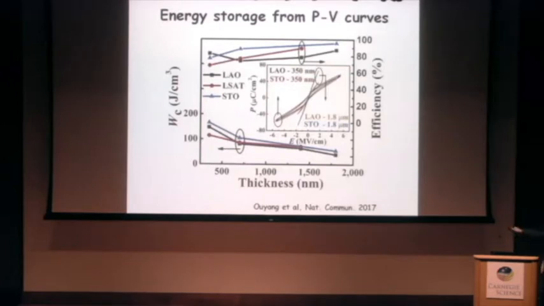So the energy density, of course, the highest is for the thinner film, which you can apply a higher field to, about 170 joule per cubic centimeter. And the thicker film actually has an efficiency close to 100. Actually, the best record we got is 96% for the film grown on strontium titanate.